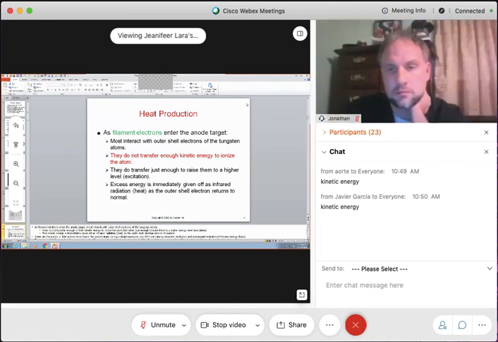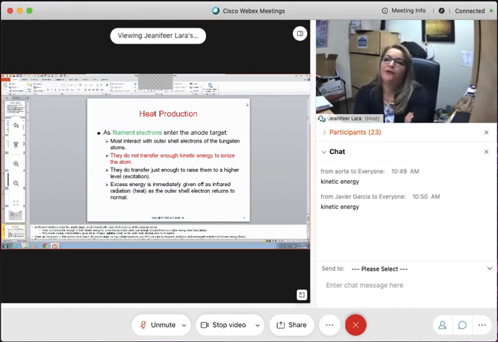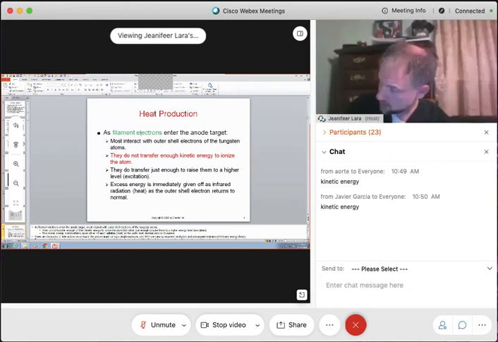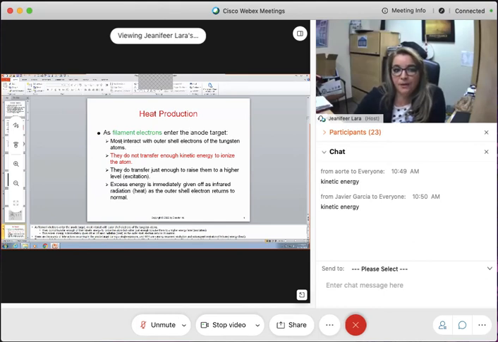Okay. Good. All right. So we know that 99% of the conversion of the kinetic energy from the filament electron is going to be heat. But let's learn why it's only heat. So as the filament electrons enter, remember, how deep do they go, Jonan? How much do the filament electrons enter the anode target? 0.5 millimeters. Thank you. Perfect. So as the filament electron enters the anode target, most of the filament electrons will interact with the outer shell. Stephanie, what does that mean? Outer shell electrons. What letters am I looking for?